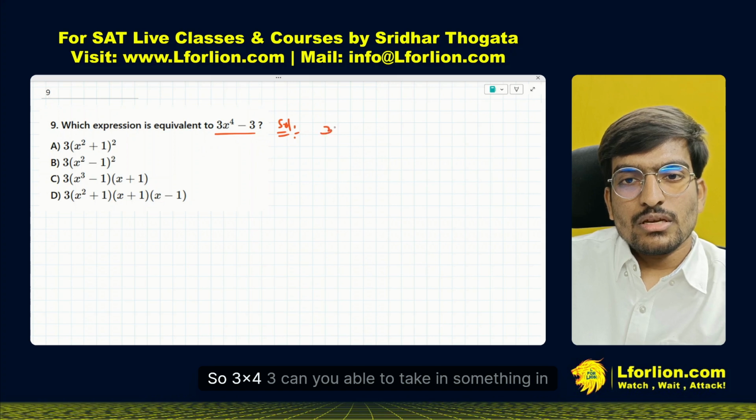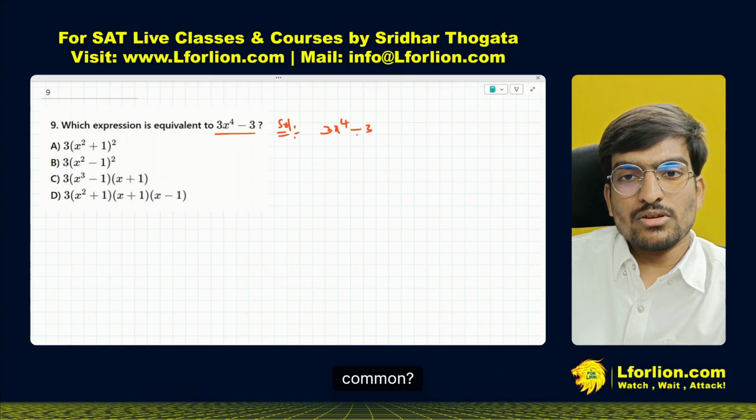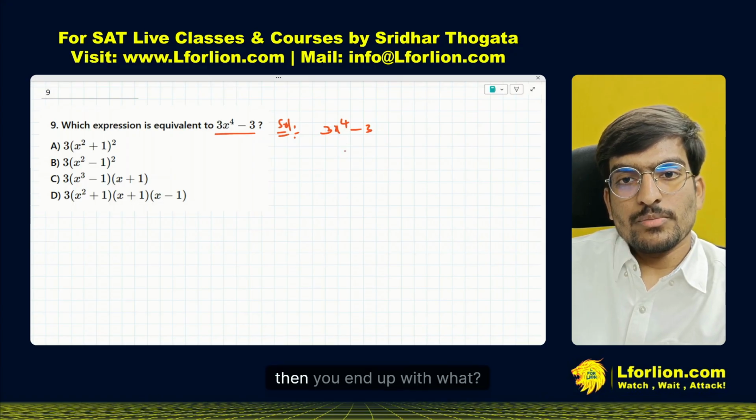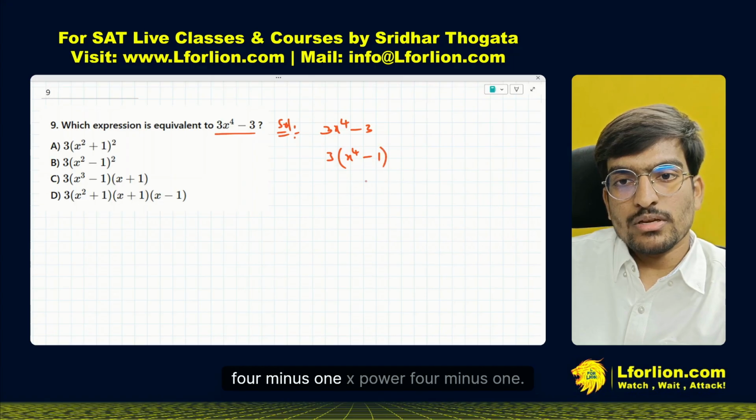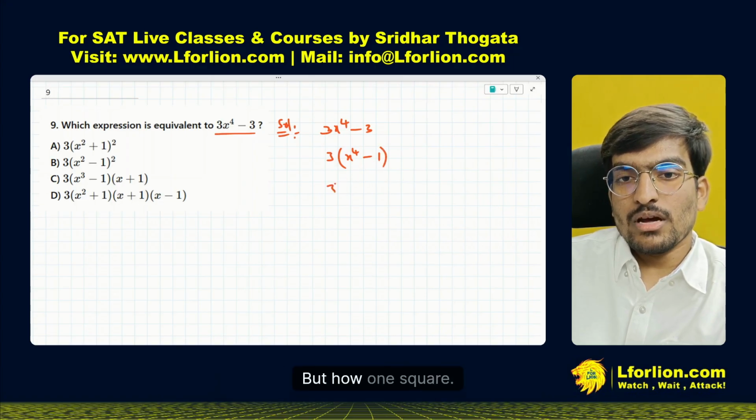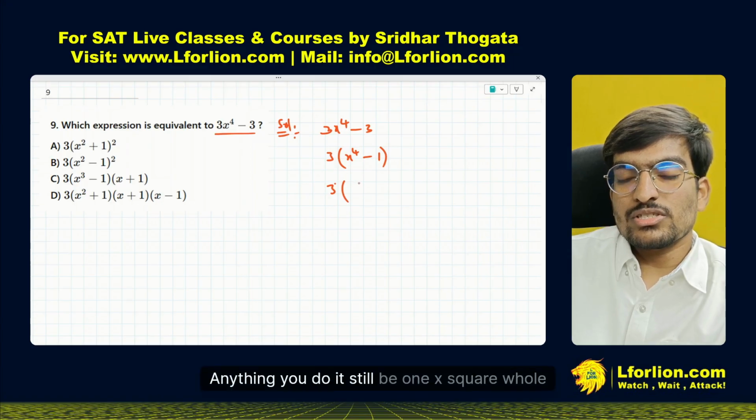So 3x power 4 minus 3. Can you take something in common? You can take 3 common, then you end up with x power 4 minus 1. X power 4 minus 1 looks like a square minus b square, but how? 1 square, anything you do, is still 1.